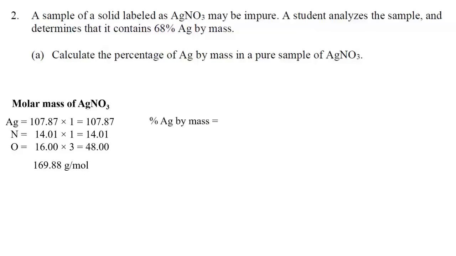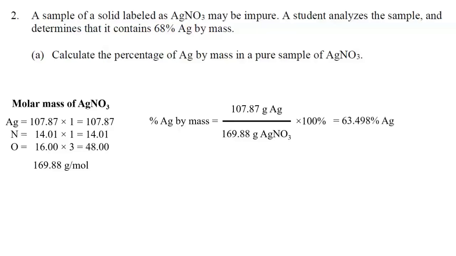So the percentage of silver by mass in a pure sample would be the mass of silver, 107.87, divided by the total mass of the compound, 169.88 times 100, and we get 63.498, which when rounded off to 3 significant figures, and again, I'm just picking 3 significant figures kind of at random. We don't actually have any more details as far as measurements from the laboratory, but I'll just call this 3 significant figures, 63.5% silver by mass.